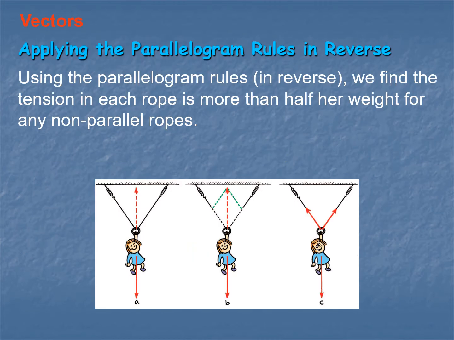If you apply this parallelogram in reverse, you could find the tension in ropes for all kinds of other angles. And one interesting result is that you would find that as long as those two ropes are not parallel, hanging straight up and down, they're always going to be more than half of her weight. And the larger the angle, the more that tension is going to increase.